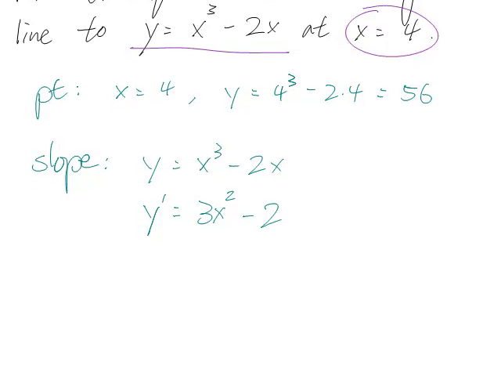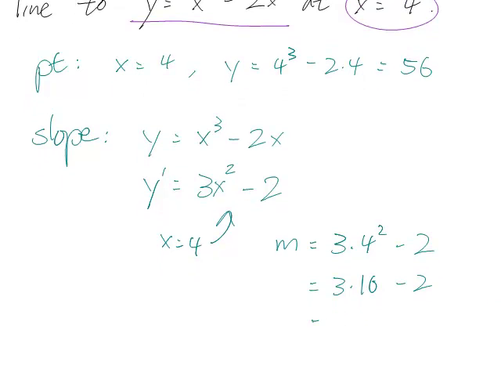But the slope isn't a number, right? It's just some kind of expression. It's just a function right now. And we have to go back to x equals 4 and say, okay, what's the slope at x equals 4? You want to plug x equals 4 into this expression. So the slope is equal to 3 times 4 squared minus 2, or 3 times 16 minus 2, which is 48 minus 2, or 46.